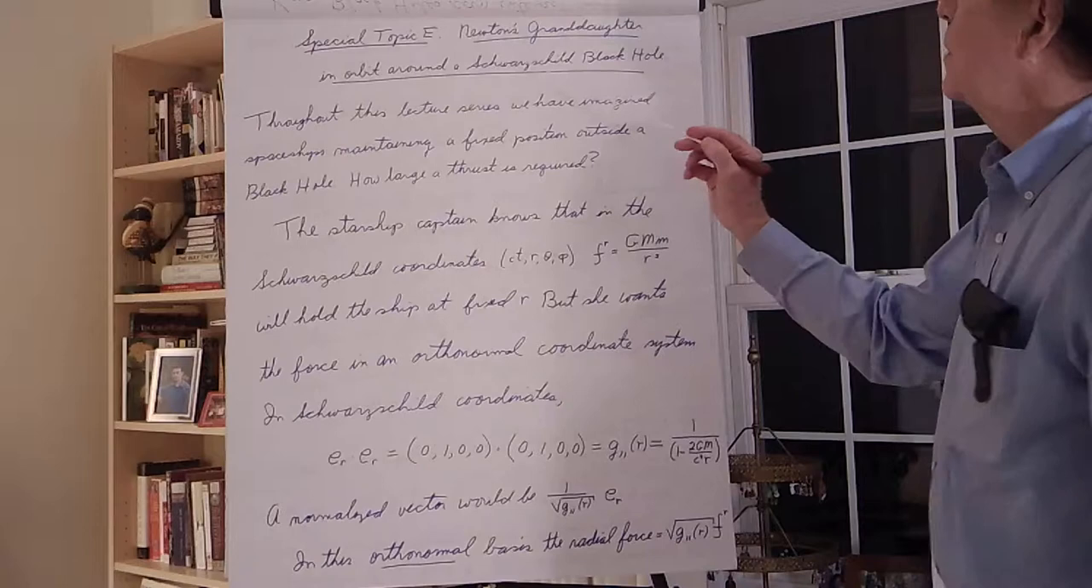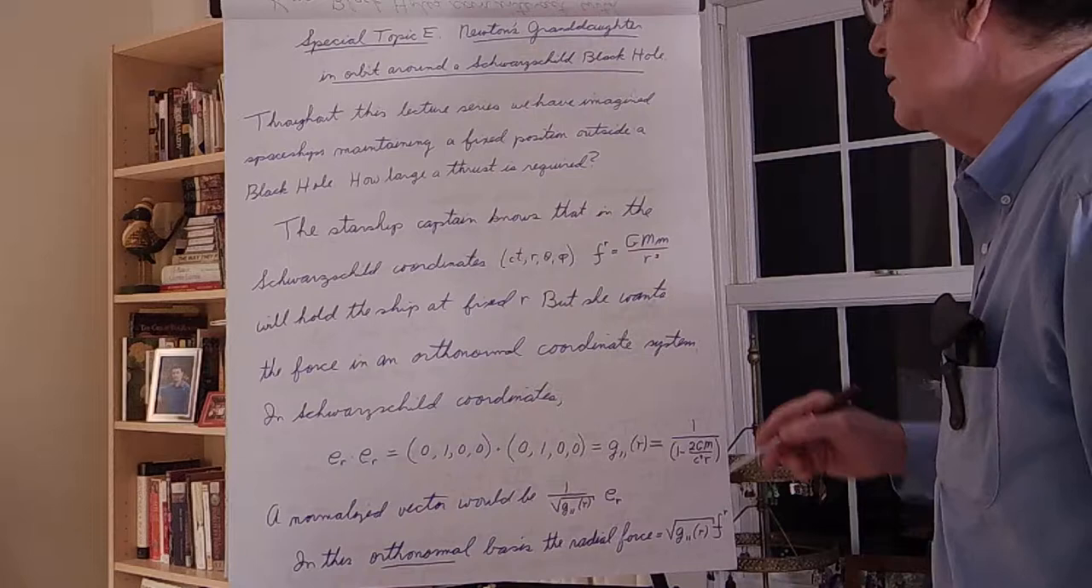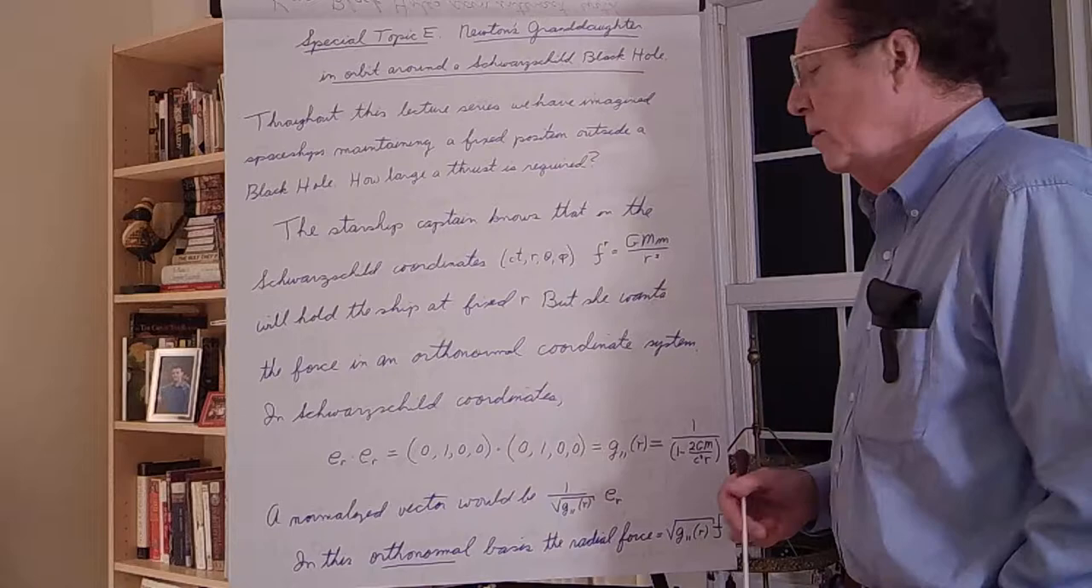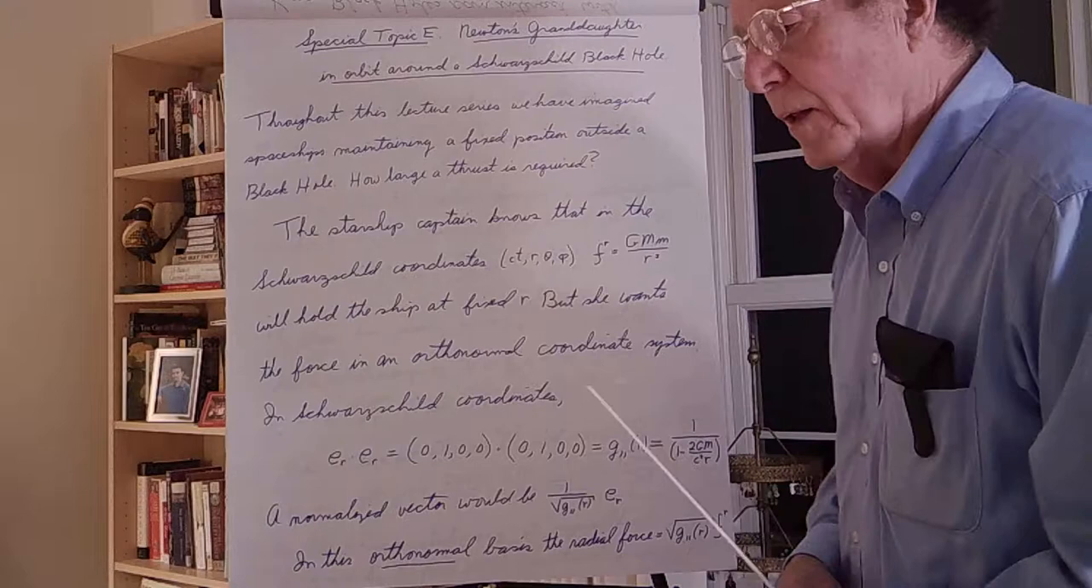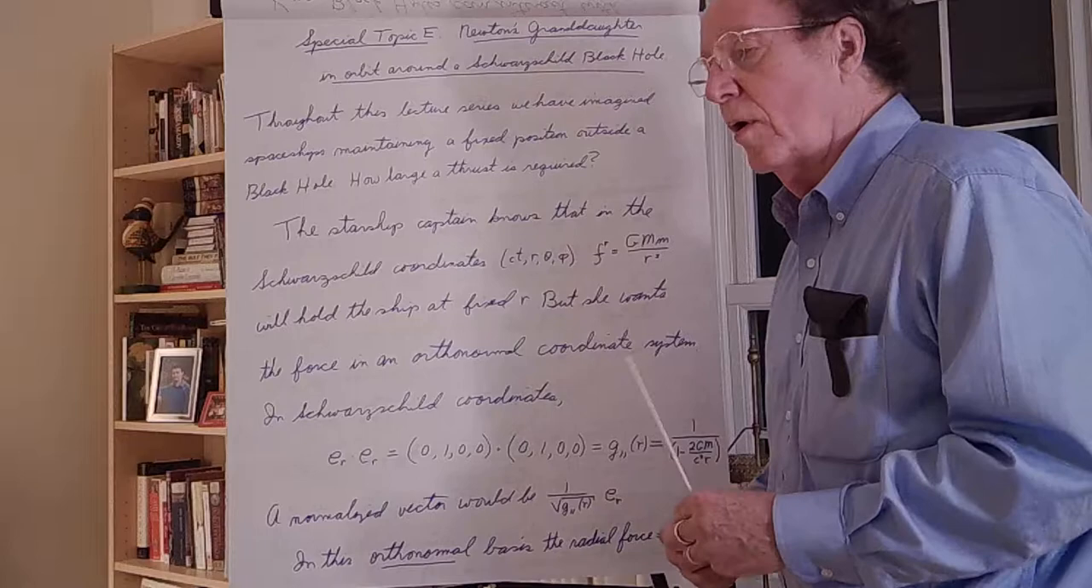So she wants to know what the force is, and she wants to do experiments in her starship. So she wants to do experiments relative to an orthonormal coordinate system. You know, so you'll lay down x, y, and z, and then you'll just want those distances to be properly normalized. You'll want your unit vectors to be properly normalized.